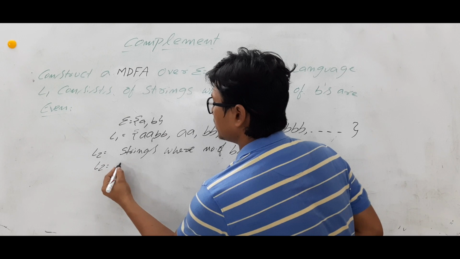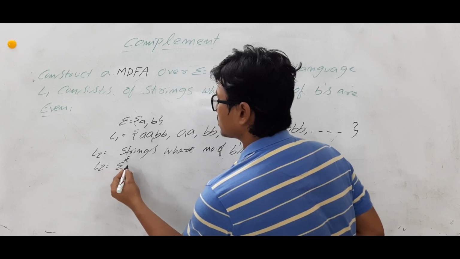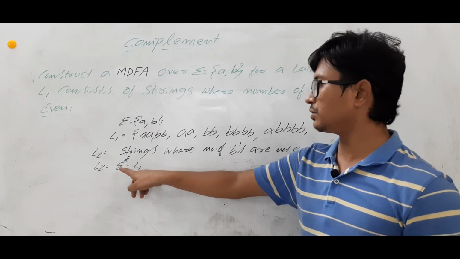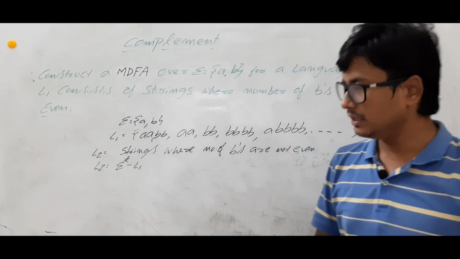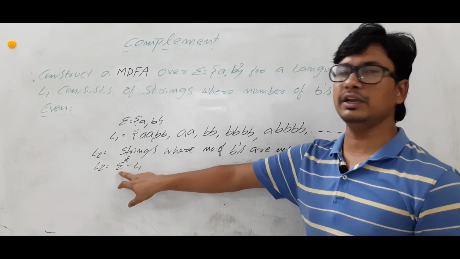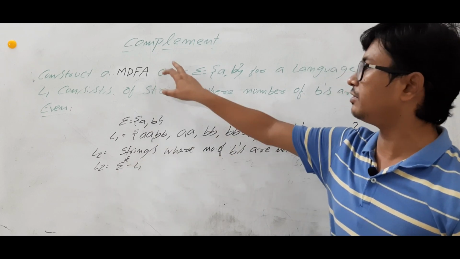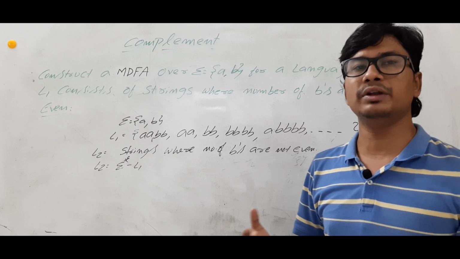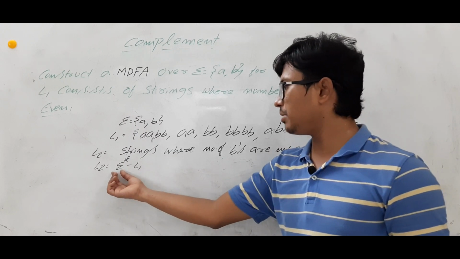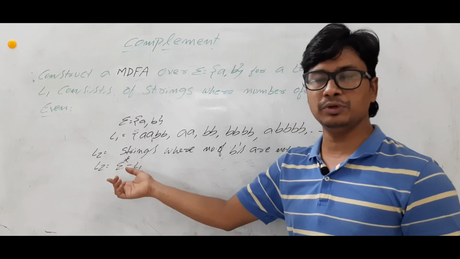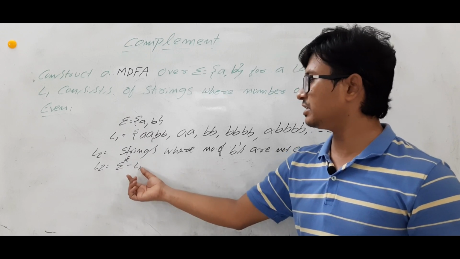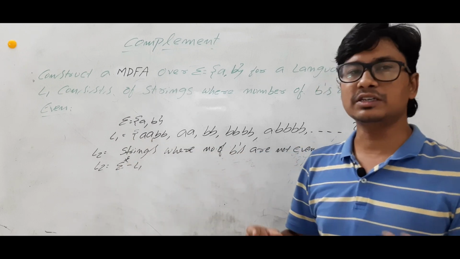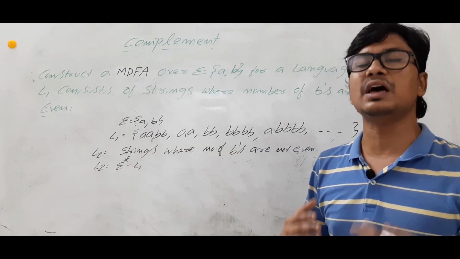So how can I generate the language? L2 is equal to sigma star minus L1. Why? Sigma star is the Kleene closure. The Kleene closure on alphabets A, B will consist of all the possible strings over A, B. From all the possibilities of sigma star, if I subtract L1, what does that language consist of? The strings where the number of B's is even.